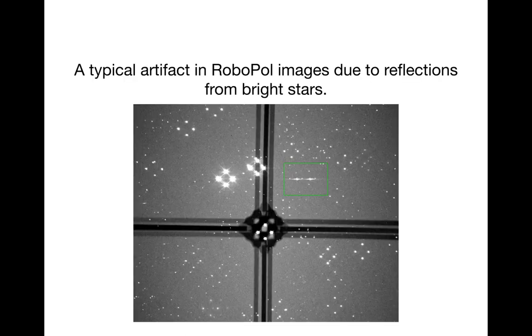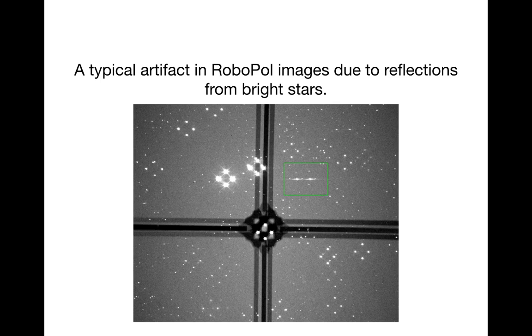So a typical artifact in a RoboPol image looks something like this, as seen in the green bounding box, where we see that it is a reflection from the bright stars on the left hand side, and we expect that these reflections are due to the interface between the two Wollaston prisms in the instrument.